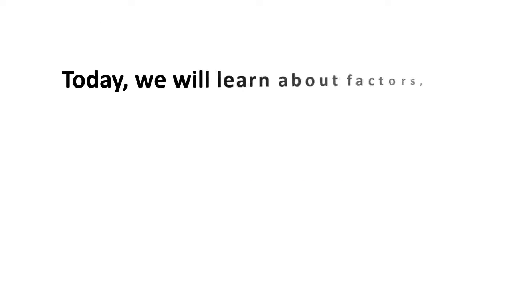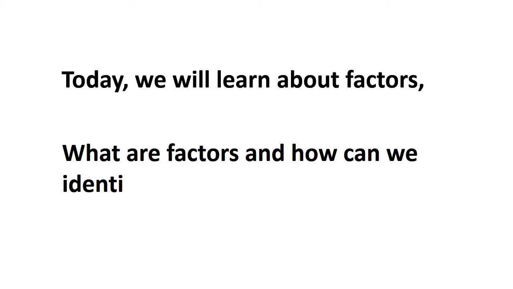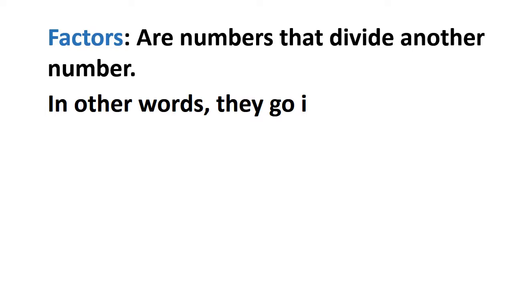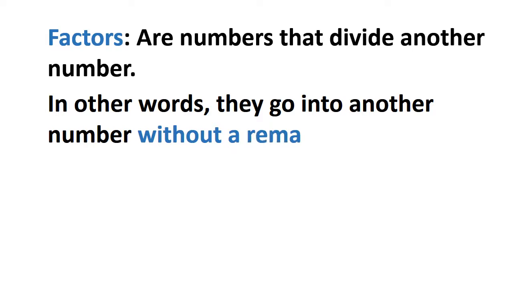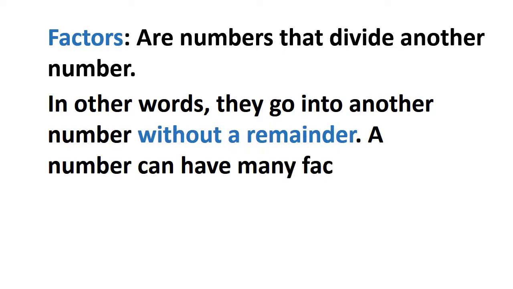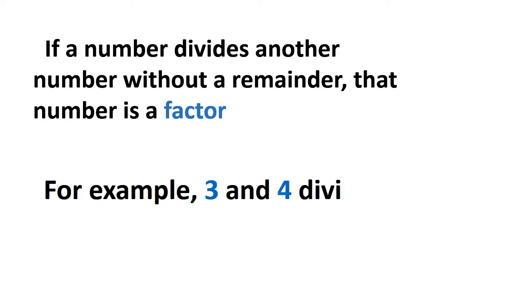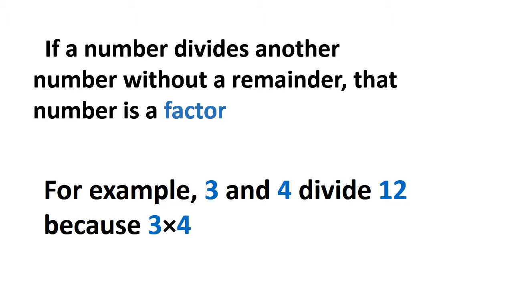Today, we will learn about factors. What are factors and how can we identify them? Factors are numbers that divide another number. In other words, they go into another number without a remainder. A number can have many factors. If a number divides another number without a remainder, that number is a factor. For example, 3 and 4 divide 12 because 3 times 4 equals 12.